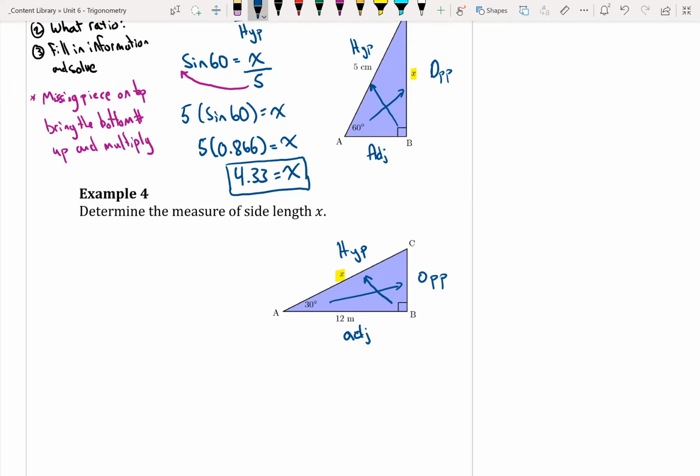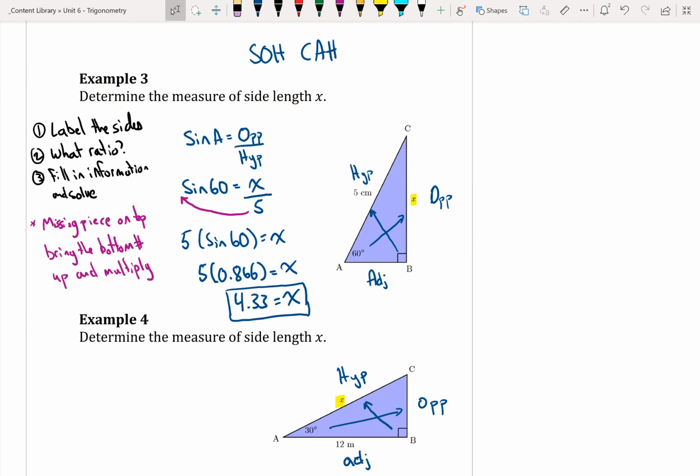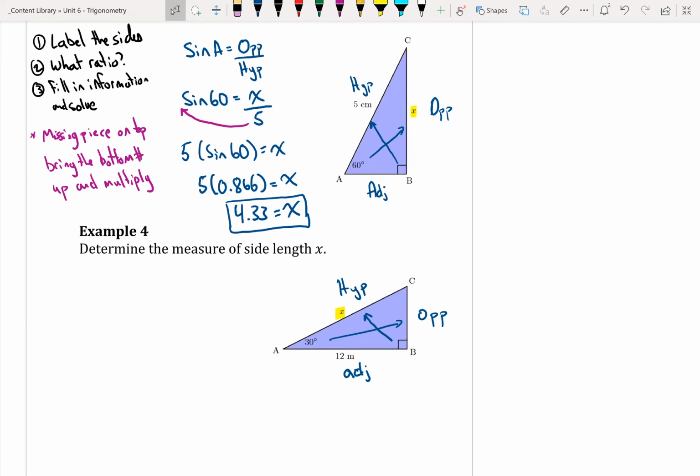So this ratio that we have to deal with has to deal with the adjacent and hypotenuse. And if we go back up to our acronym up here at the top, we can see that the only one that has A and H is cosine, or C. So that means we have to use the cosine ratio. So cosine A is equal to, and again the formula says adjacent over hypotenuse.